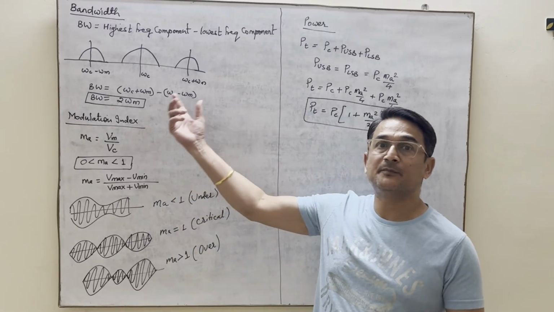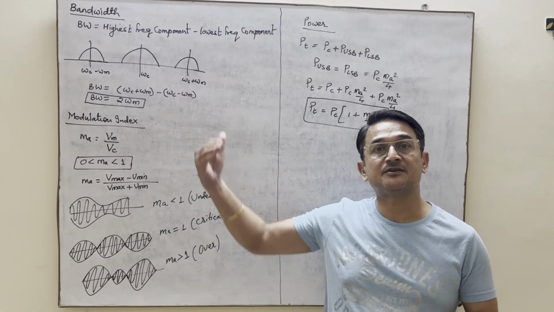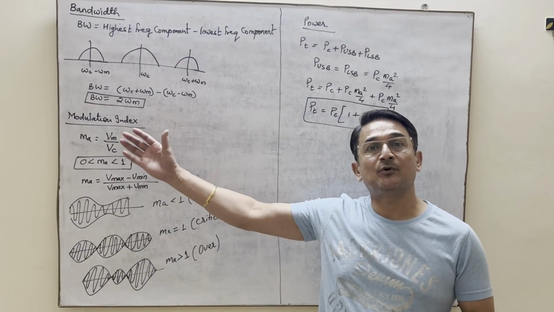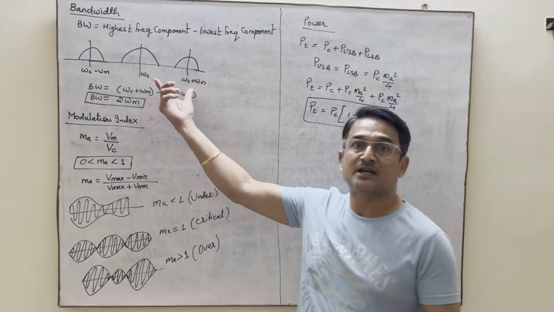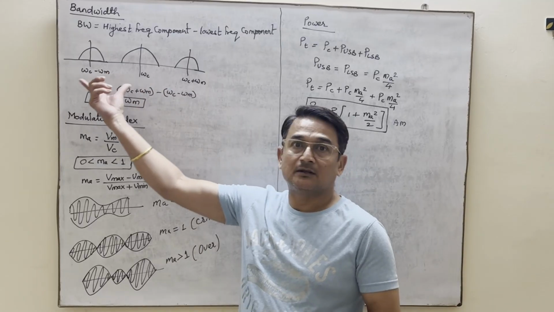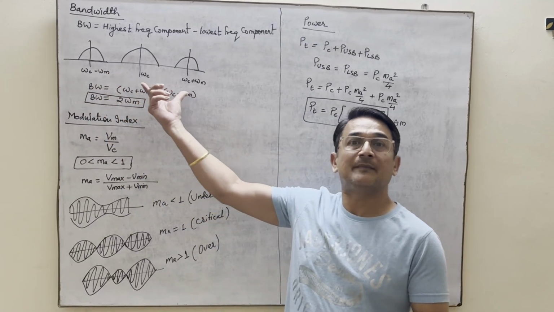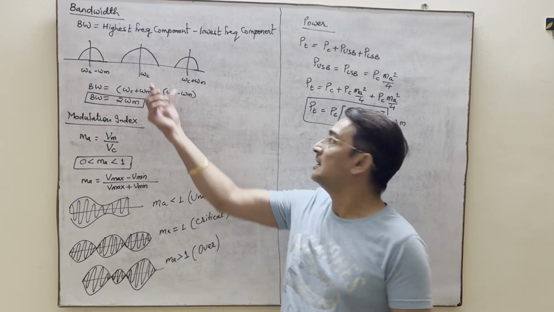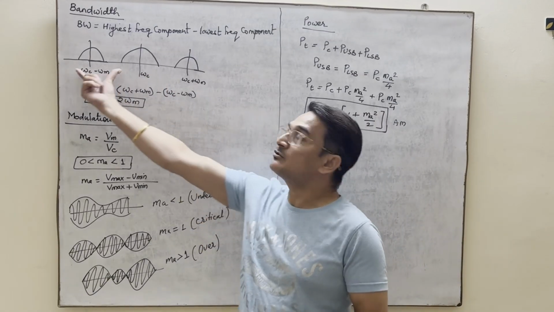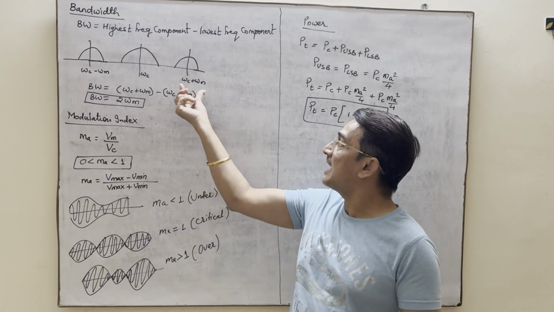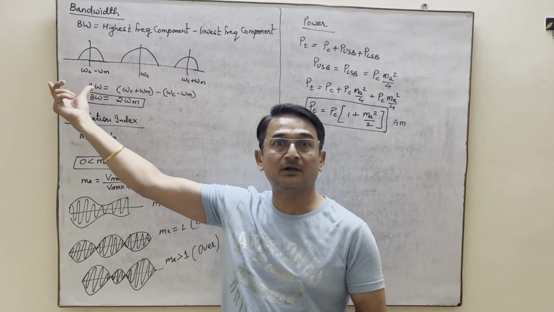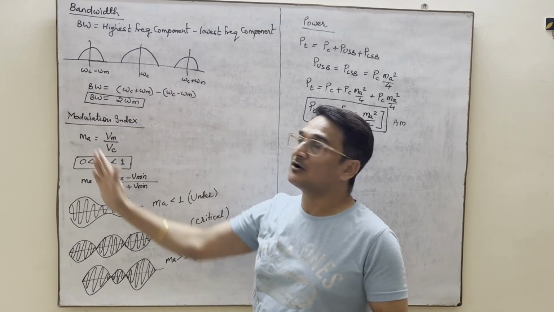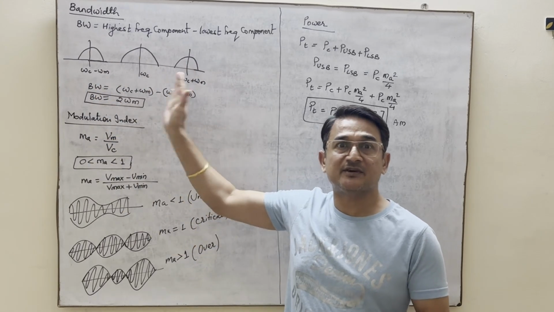Hello students, in the previous video of amplitude modulation we understood the concept of amplitude modulation and saw the waveform in the time domain as well as the frequency domain. As we have seen in the frequency domain and in the mathematical description, amplitude modulation contains three terms: the carrier signal and two sidebands. One is the upper sideband with the frequency omega c plus omega m, and the lower sideband with the frequency omega c minus omega m. This we have seen in our previous video.